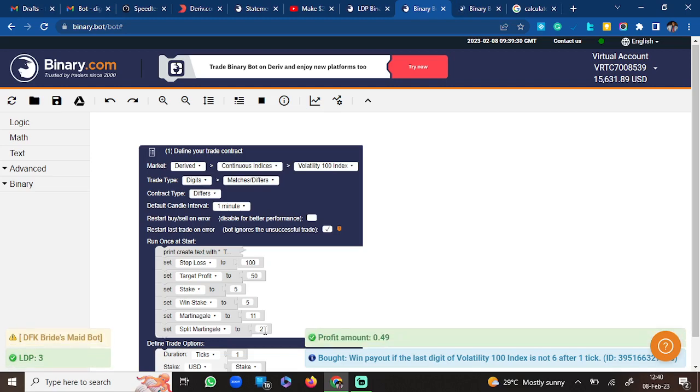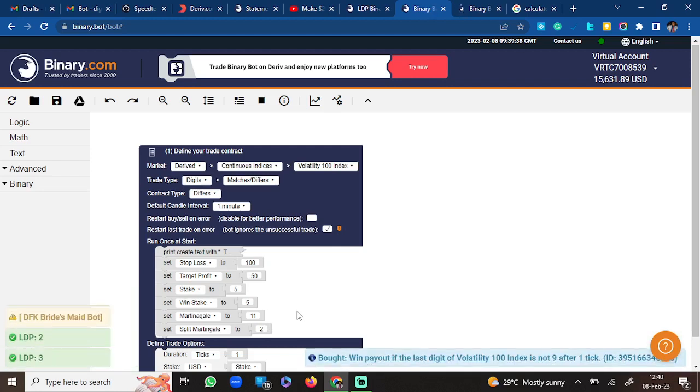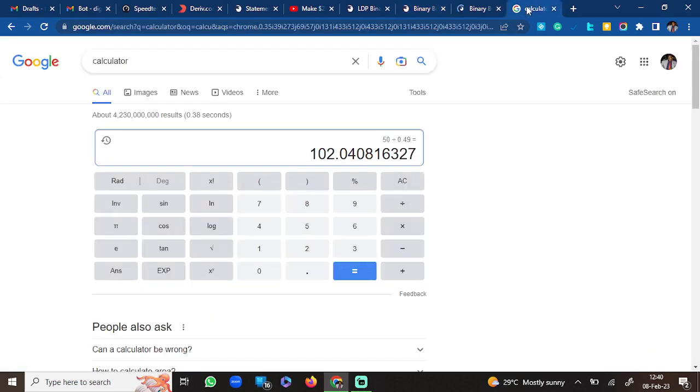But the reason I'm splitting this into 2 is because we have people with small accounts, so that the martingale doesn't go directly to 11. Then in case you get 2 consecutive losses, it has another 11. This is how to know if your account is safe or not safe. Now, we've known how many runs: close to 120, factoring in 20 losses.